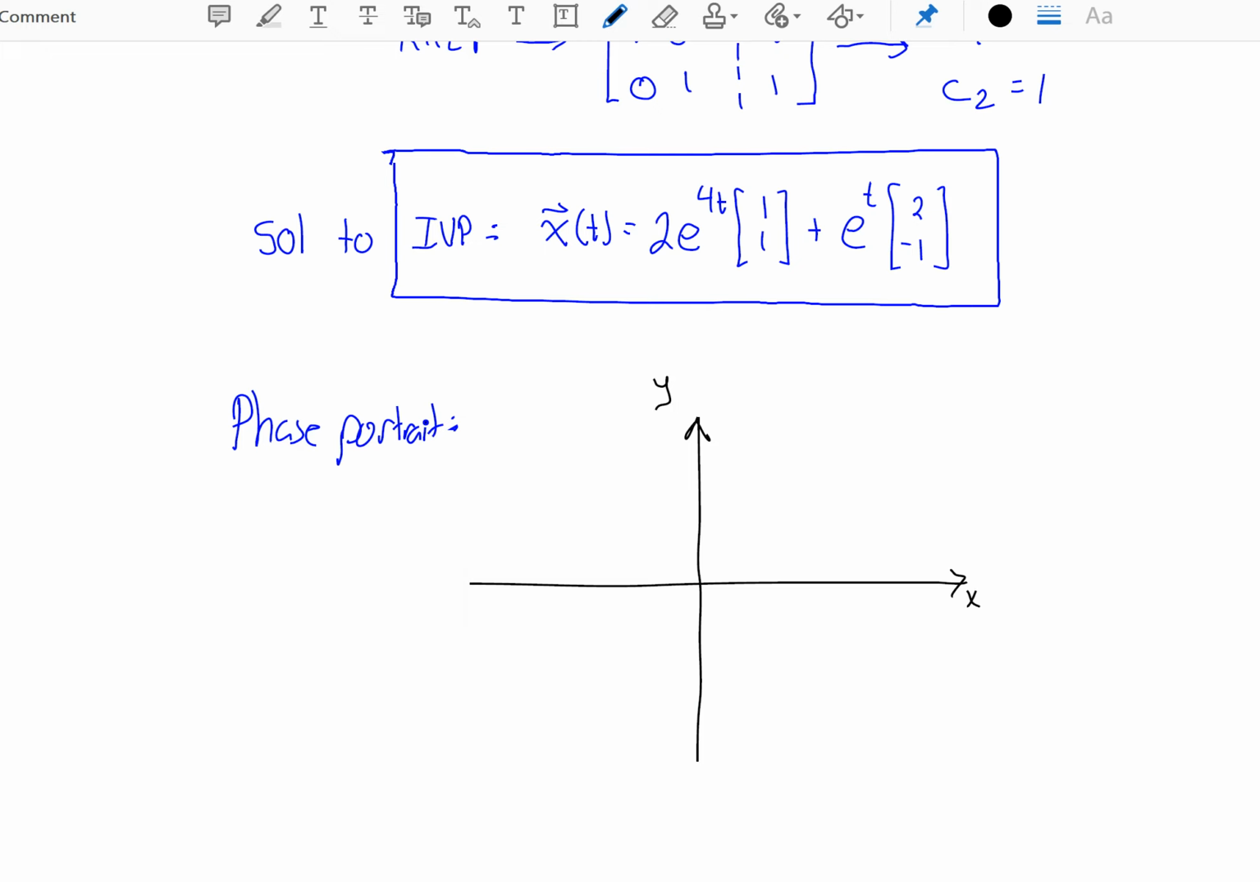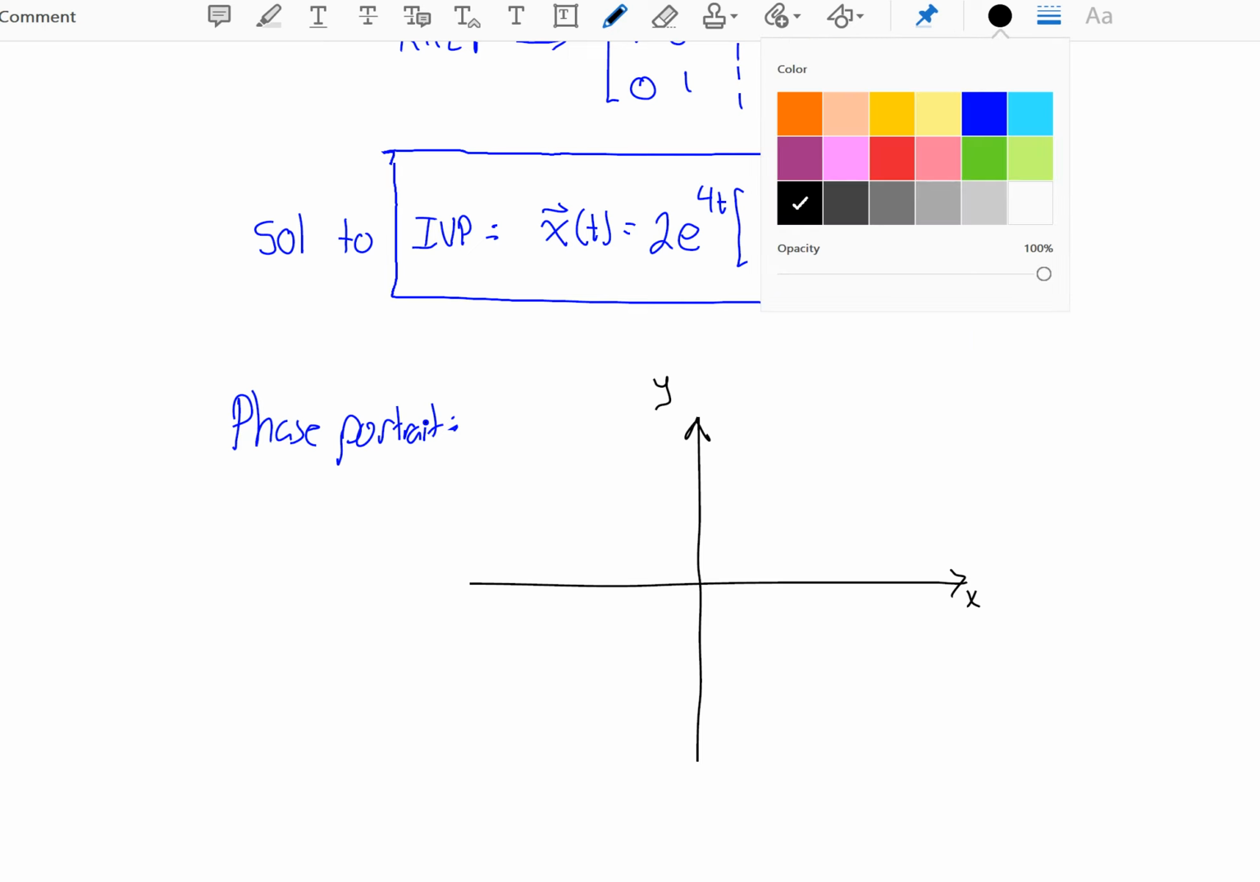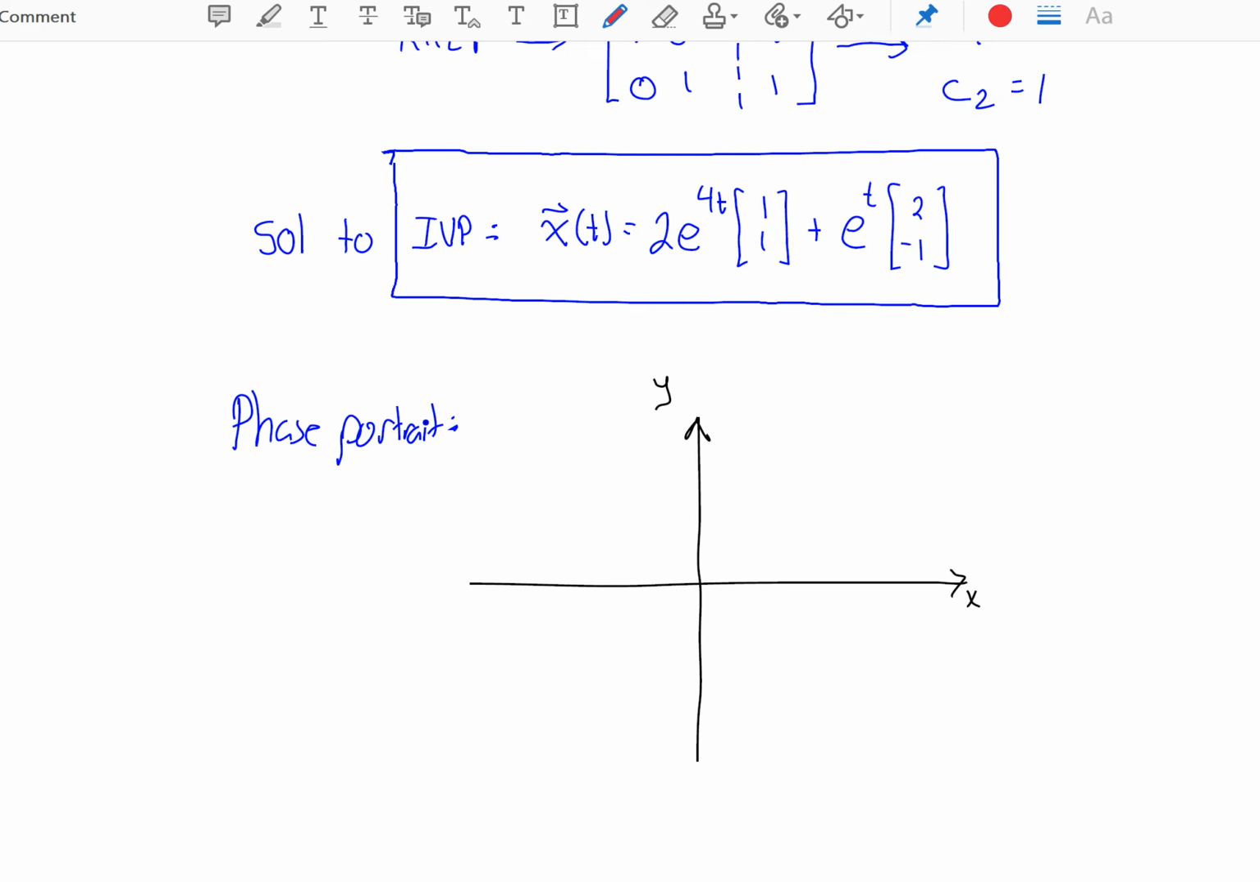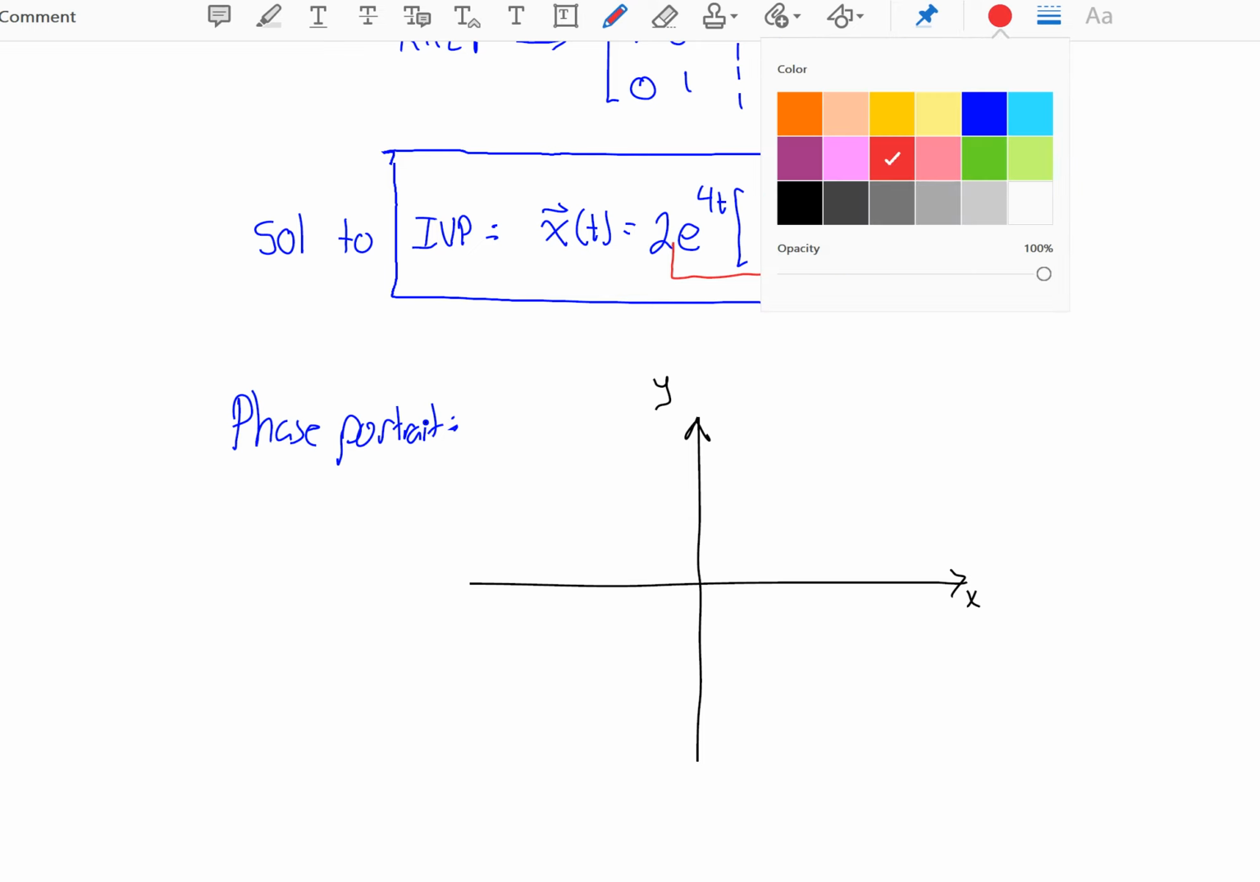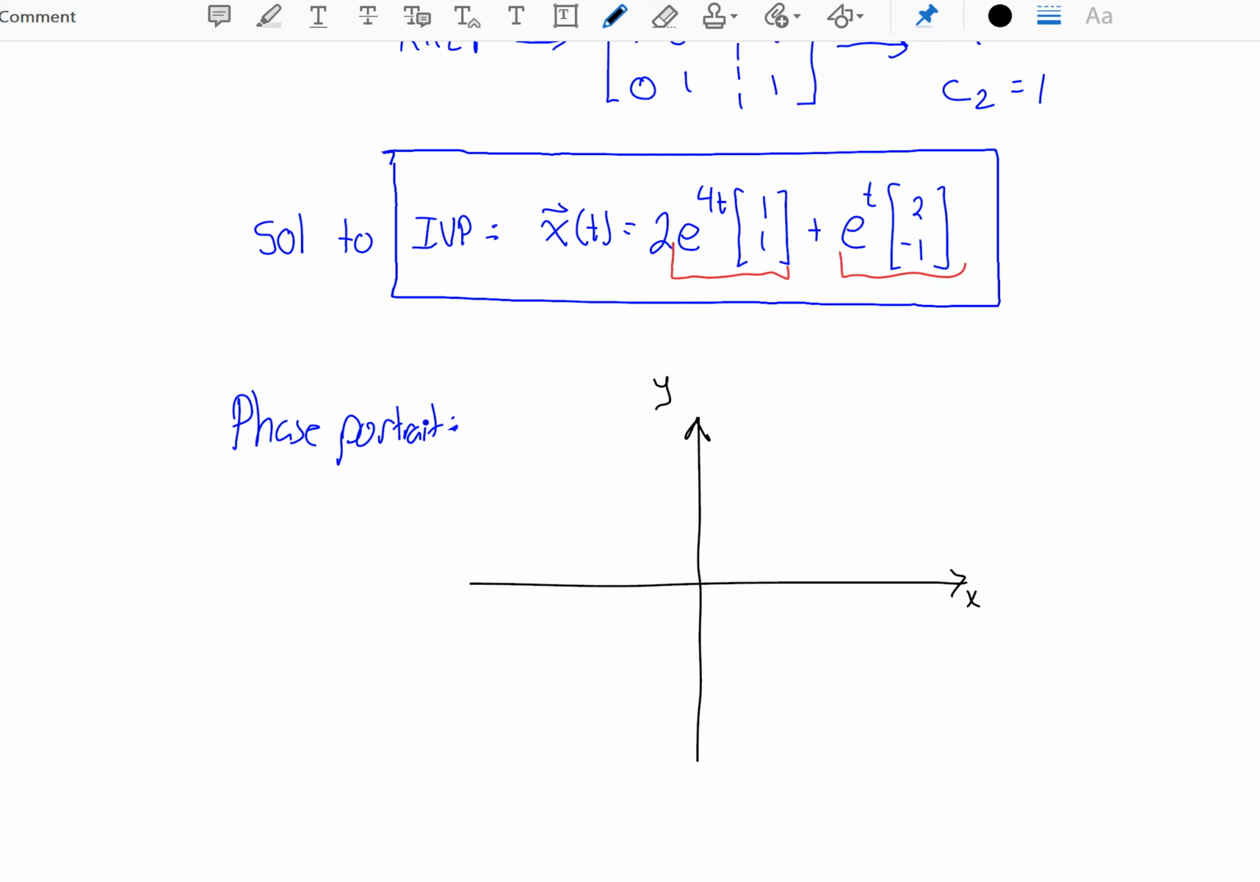Recall, to graph our phase portraits, we first want to graph each of the individual solutions. One of our solutions is e to the 4t times the vector 1, 1. A second solution is e to the t times the vector 2, negative 1. So let's first graph our individual solutions by graphing our eigenvectors. Our first eigenvector would be 1, 1.